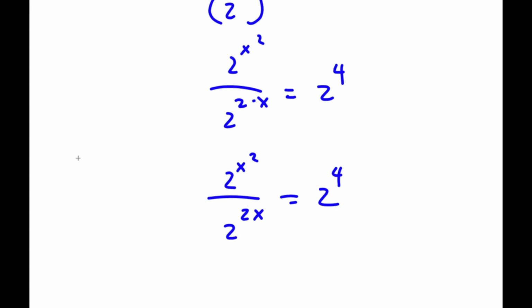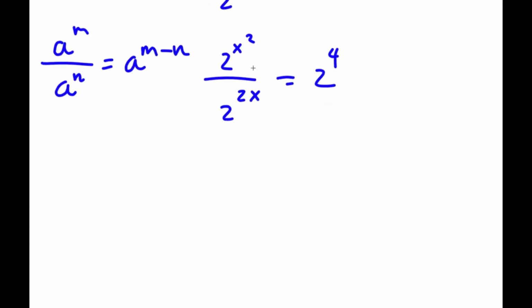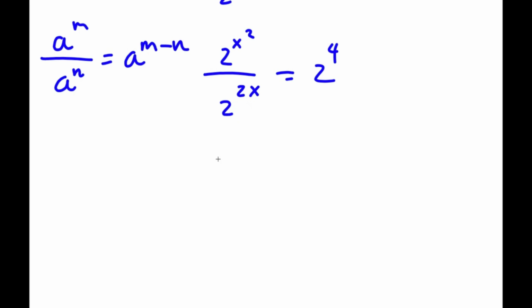So first off, if I have something in the form a to the power of m over a to the power of n, this is equal to a to the power of m minus n. So 2 to the power of x squared over 2 to the power of 2x, this can equal 2 to the power of x squared minus 2x. Now this is equal to 2 to the power of 4.